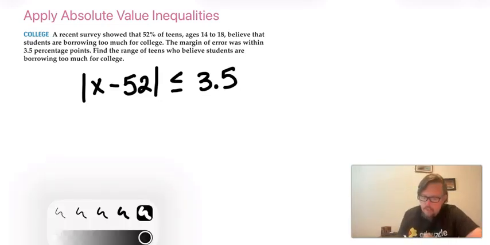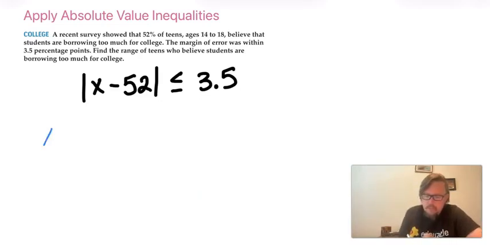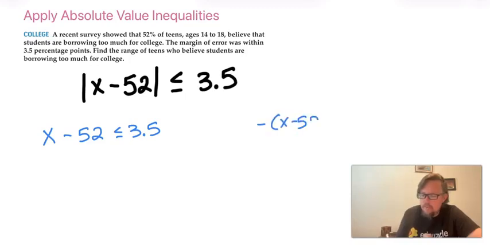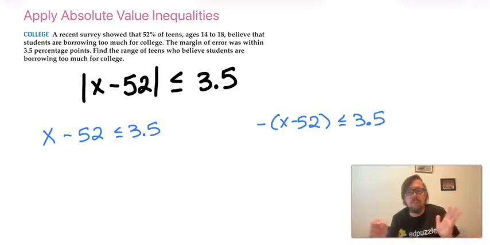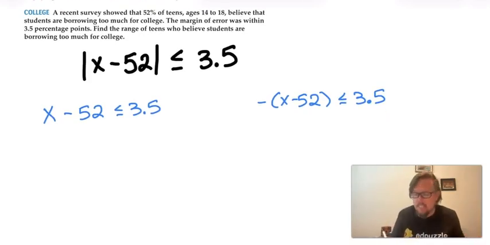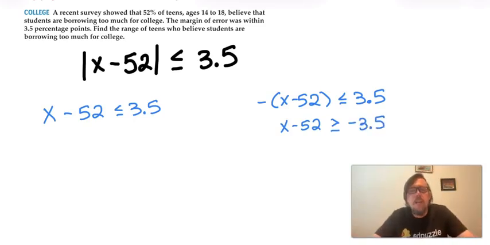Whenever we solve an inequality, there are two possibilities. We've got x minus 52 is less than or equal to 3.5, and we also have negative x minus 52 is less than or equal to 3.5. Or if you want a little shortcut, since you know the first thing we're going to do is divide both sides of that second one by a negative, you could say x minus 52 is greater than or equal to negative 3.5. You can start with either one of those.